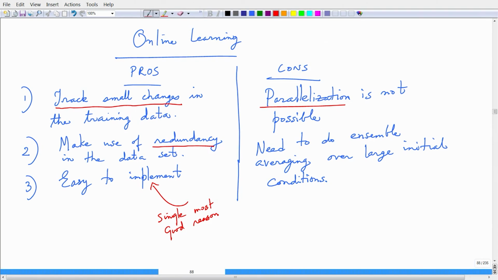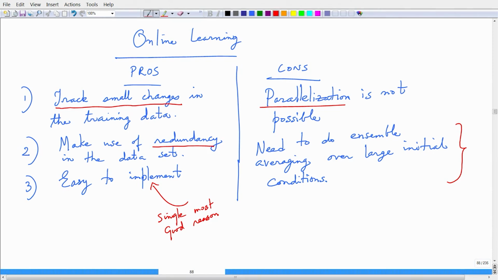And another detail is we need to do ensemble averaging over large initial conditions. So, this is a sort of a detail that, because the gradient is noisy and we are updating the gradient at every time, if we were to get a good estimate, then we will have to do averaging over large initial conditions, different initial conditions.